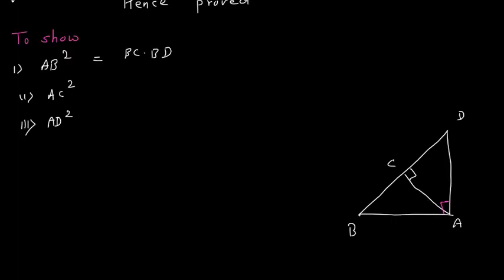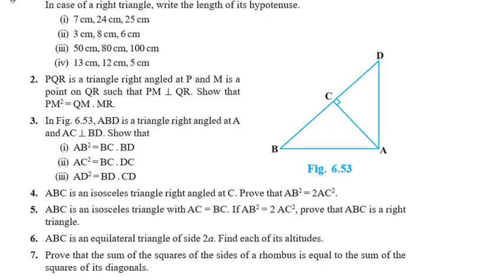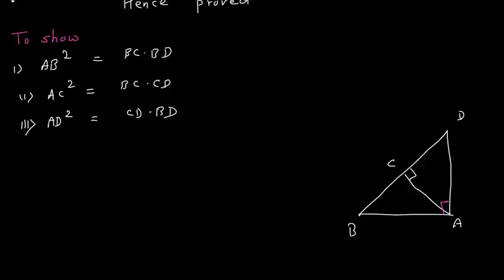This AC square we have to prove that it equals BC into CD, and this AD square we have to prove that it equals BD into CD, right? AD square is equal to BD into CD. Okay, I have just shuffled the order to show. Now here I will start the solution.